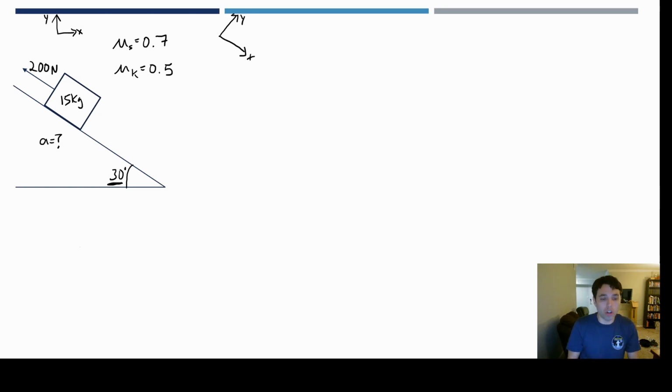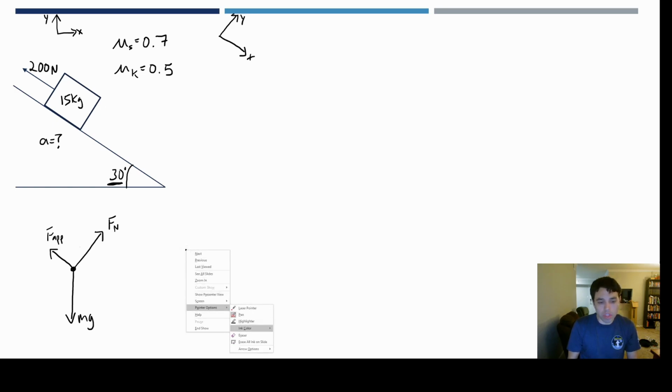First step is always to draw a free body diagram, so let's do that. Make a little dot to represent my object. Straight down for weight, and that's mg. Perpendicular to the surface, force normal. Parallel up the ramp, force applied. And then I'm actually going to have two forces down the ramp. I'm going to have a component of the weight force down the ramp. I'm going to do it in blue.